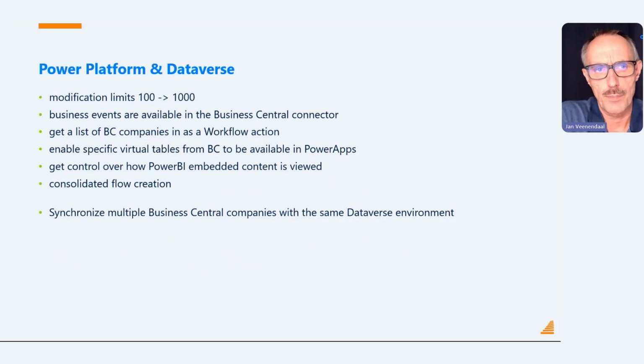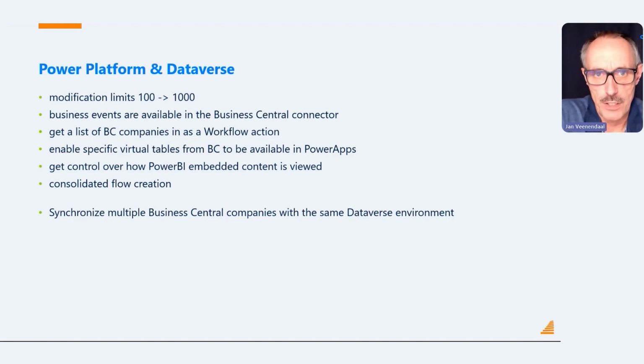Same happens in the Power Platform and Dataverse. What happened is that after 100 changes in the records, the synchronization kicked in, and then sometimes it decreased performance of your Power Platform, of your Power Apps. So that threshold is now increased to 1000.